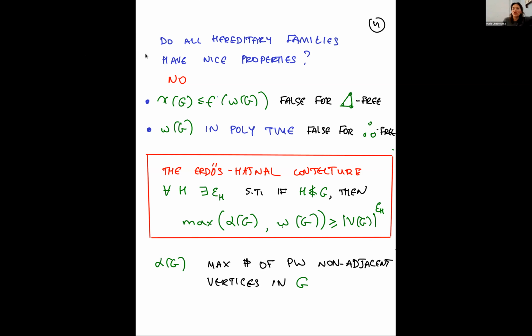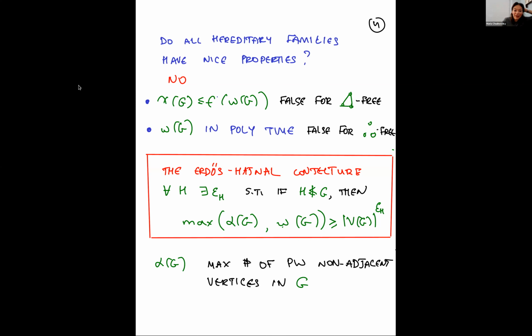It's false for triangle-free graphs, right? The family of triangle-free graphs is hereditary, and yet there are triangle-free graphs with arbitrarily large chromatic numbers. So another question is, maybe if you look at a hereditary family which is not the class of all graphs, something good happens algorithmically. Maybe you can always compute omega. And the answer is no, you can't even do it for graphs with no stable set of size 3. It's NP-complete for graphs with no stable set of size 3. So this does not generalize to all hereditary families.